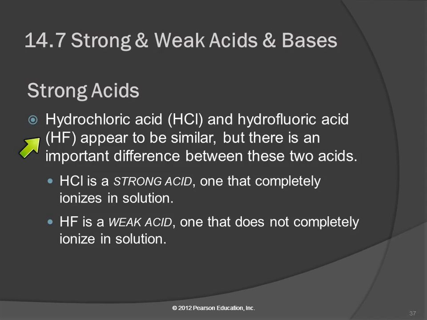When we look at the formulas here, HF and HCl, they look pretty similar. They're binary acids, and the elements fluorine and chlorine are in the same group in the periodic table. They're even right next to each other. And so we think, well, these guys are really, really similar. And they're similar in some ways, and yet in other ways they are not. HCl is a strong acid. HF is a weak acid.